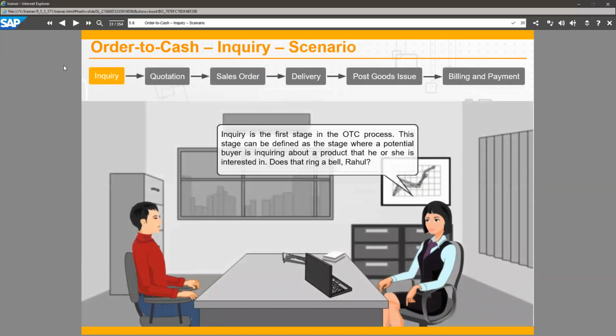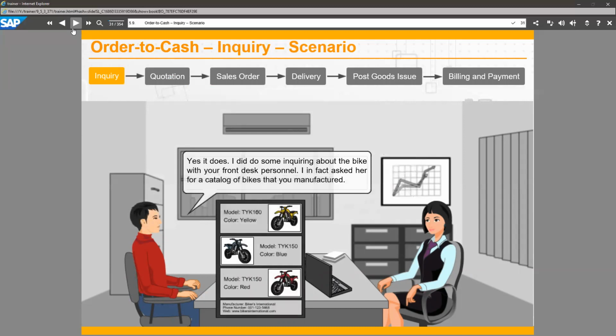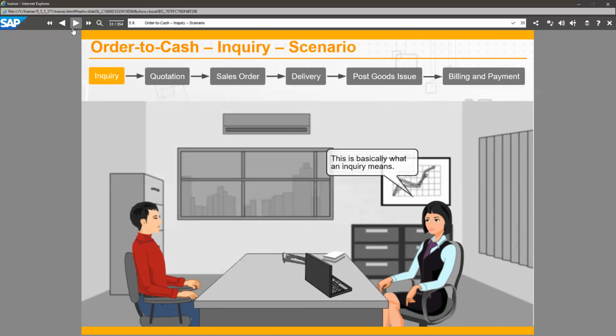Inquiry is the first stage in the OTC process. This stage can be defined as the stage where a potential buyer is inquiring about a product that he or she is interested in. Does that ring a bell, Rahul? Yes, it does. I did do some inquiring about the bike with your front desk personnel. I in fact asked her for a catalog of bikes that you manufactured. This is basically what an inquiry means.